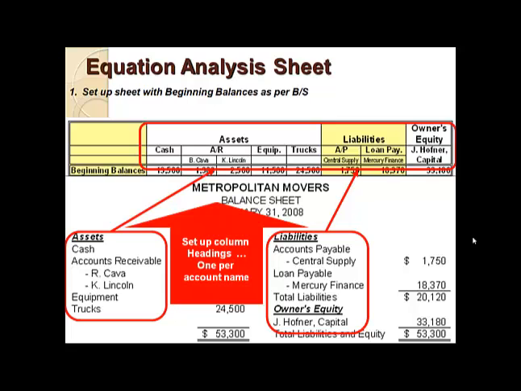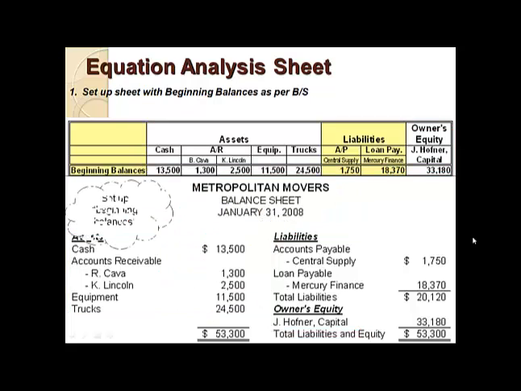We are going to add our assets, liabilities, and owner's equity right off of the balance sheet. Take a look at the headings. Now we're going to add our beginning balances. For example, cash is currently $13,500 on the balance sheet. So, on the equation analysis sheet, it's going to be $13,500.